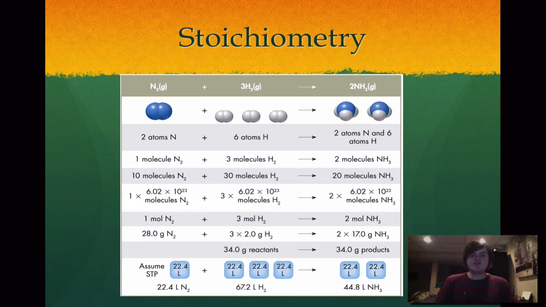Okay, this is a chart from the book that I think is very interesting. It takes our balanced chemical equation for the production of ammonia and demonstrates it a number of different ways.